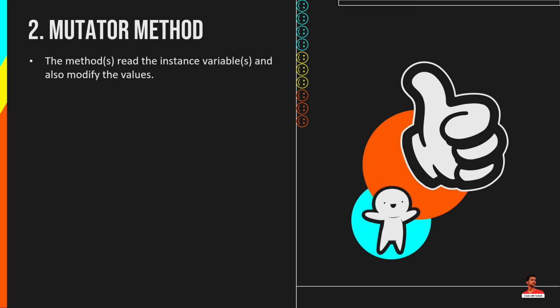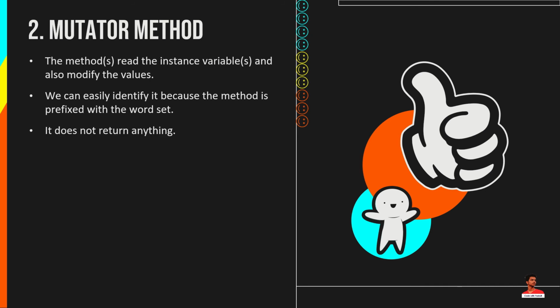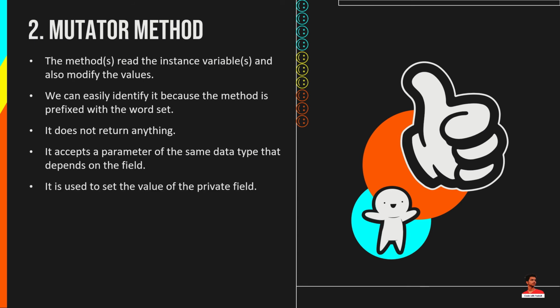The method reads the instance variable and also modifies the values. We can easily identify it because the method is prefixed with the word set. It does not return anything. It accepts a parameter of the same data type that depends on the field. It is used to set the value of the private field.